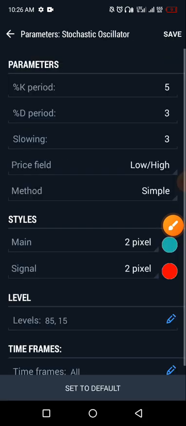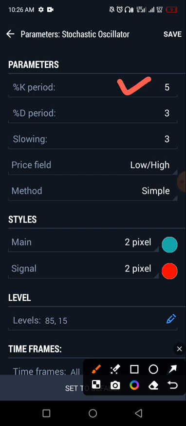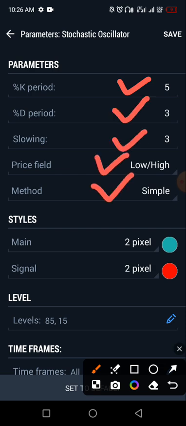I already have it on my chart, so these are just the settings. The K period is 5, the D period is 3, and the slowing is 3. Your price field will be low/high, your method will be simple, your main will be 2 pixel, your signal 2 pixel, and then these are your levels.